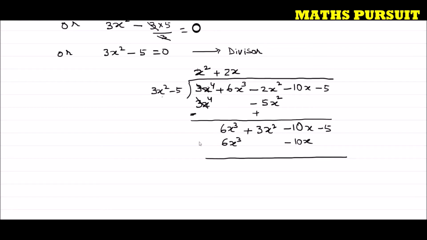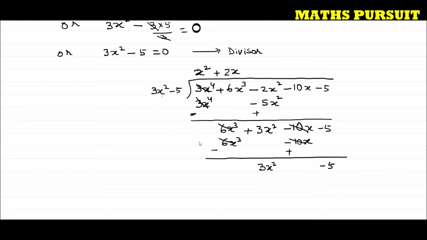And again, as usual, we are going to reverse the symbols. Here it is negative, so it is going to be positive. So plus 6x to the power 3 and minus 6x to the power 3 cancels out, and we are left with 3x to the power 2. And again here minus 10x and plus 10x cancels out, and we are left with minus 5.